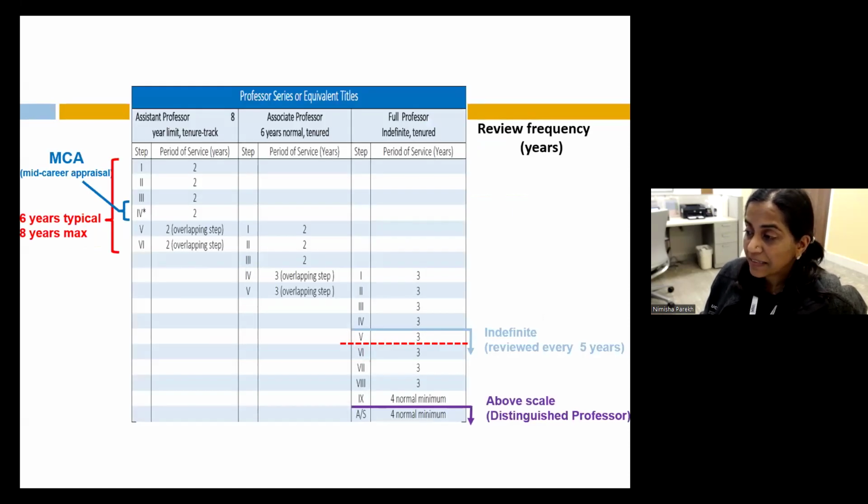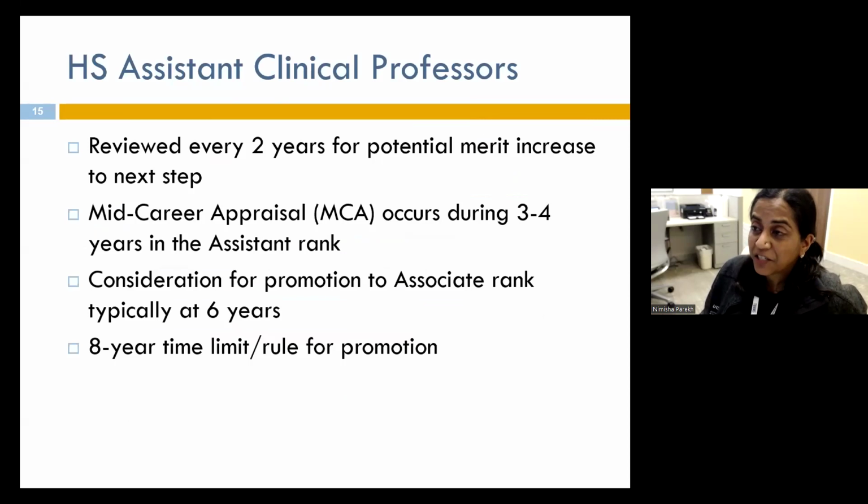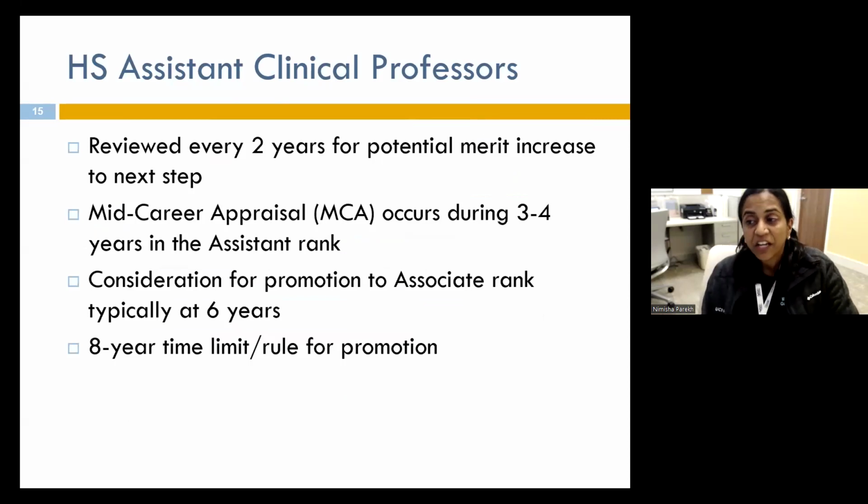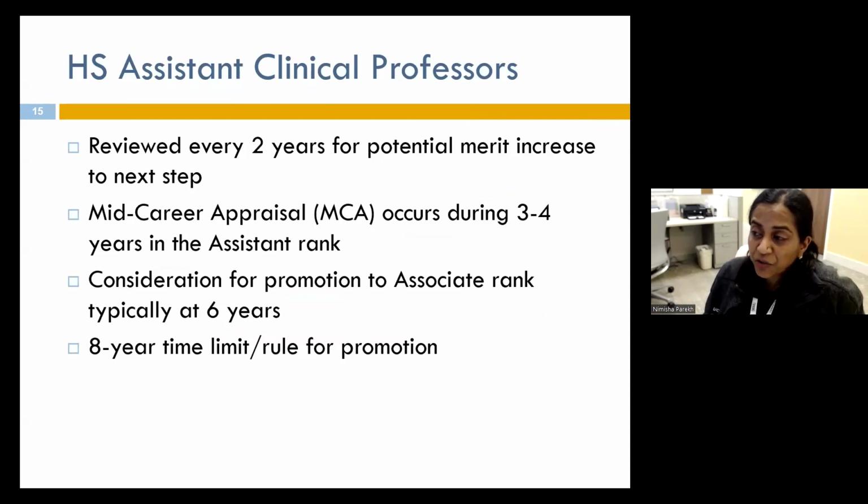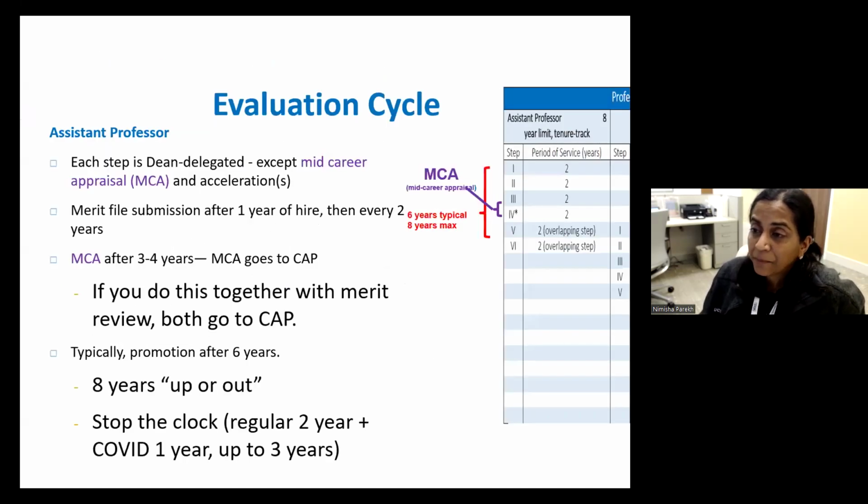So we reviewed this. And so for HS assistant clinical professors, you're reviewed every 2 years. You'll have a mid-career appraisal during years 3 to 4. You can be considered for promotion to associate rank typically at 6 years, but remember there's an 8-year time limit rule for promotion in this rank.